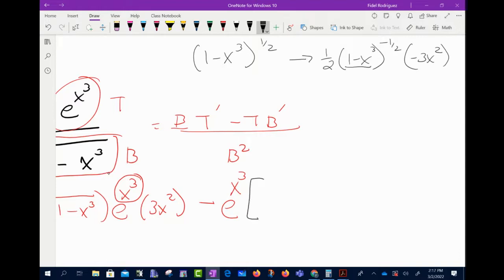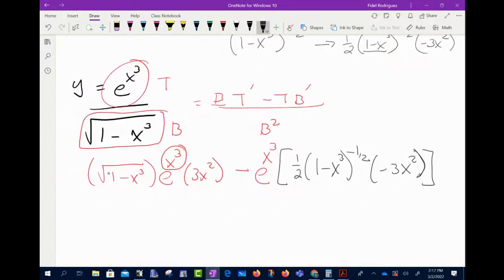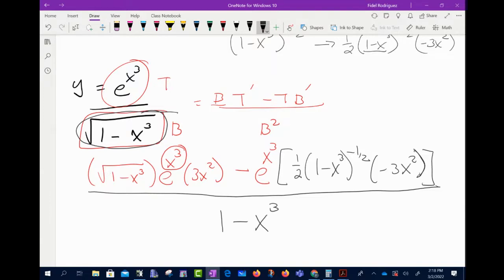Okay, so look, y'all. We're going to write 1 half, 1 minus x to the third to the negative 1 half, and a negative 3x squared. Okay? Over the bottom function squared. What happens when we square the square root? Okay, now I know this is ugly because it is. It's okay for you to leave it that way.